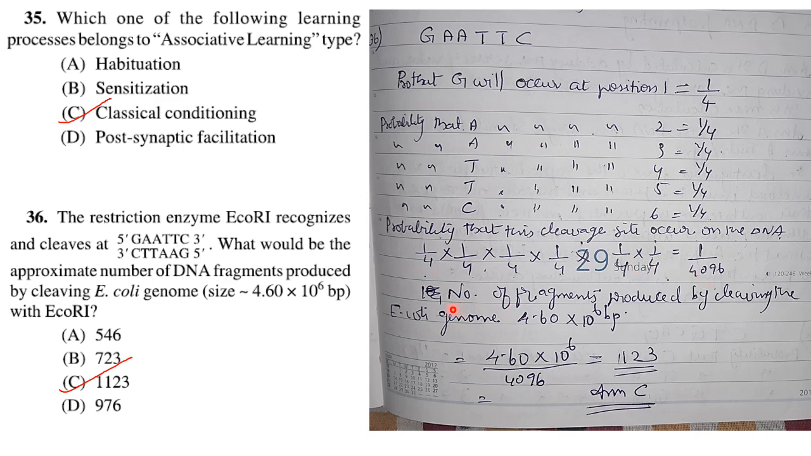4096. Then next comes number of fragments produced by cleaving the E. coli genome of size 4.60 into 10 raised to 6 base pair. So divide 4.60 into 10 raised to 6 by 4096, you will get it as 1123. So the answer is option C.